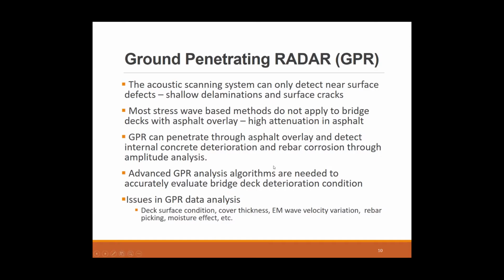But when we applied the GPR, collected data and analyzed data, we noticed that in the current GPR analysis algorithm there are still a lot of issues and problems we need to address.